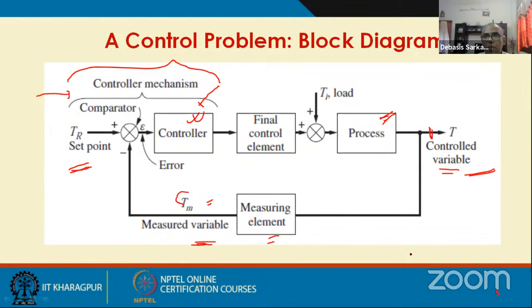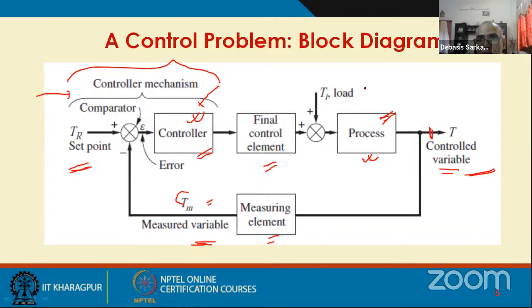Otherwise, it will lower it, as the case may be. So depending on whatever is required, the controller will decide what should be the flow rate of the hot process stream. So that information from the controller will go to the final control element, which will execute this decision. That means it will change the flow rate of the hot process stream. So that instruction goes to the process.